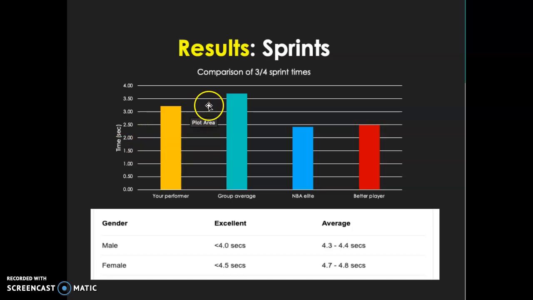This graph shows the comparisons of the 3/4 sprint times. As you can see, my performer in the yellow had a fairly okay time of 3.21 seconds. This time is quicker than the group average, which was 3.7 seconds.